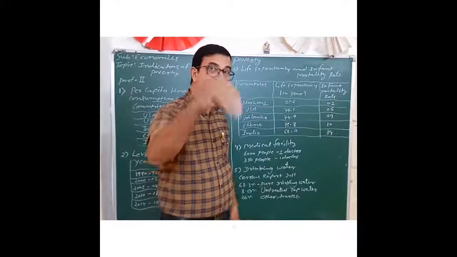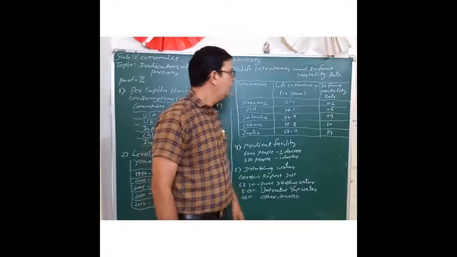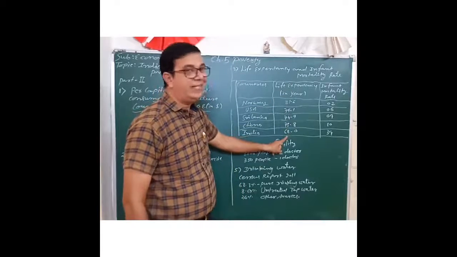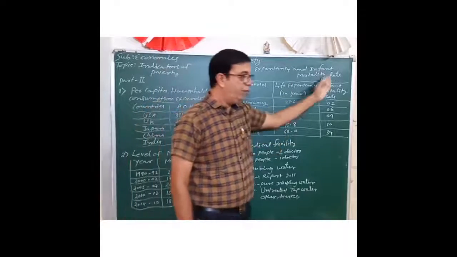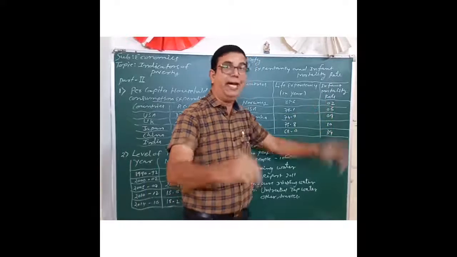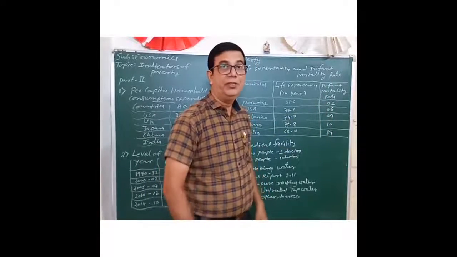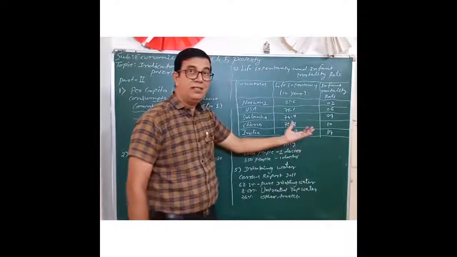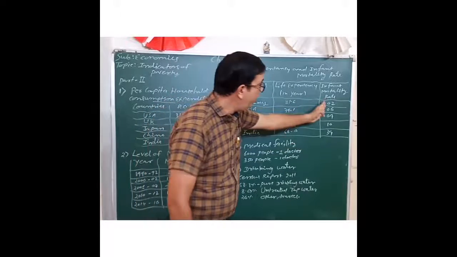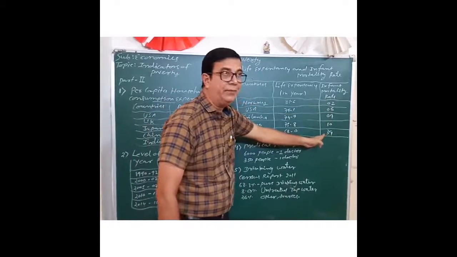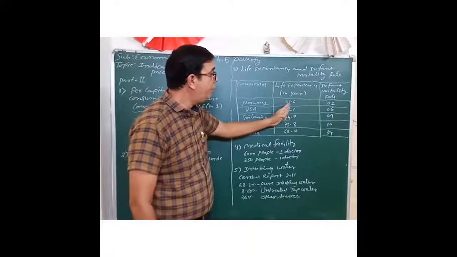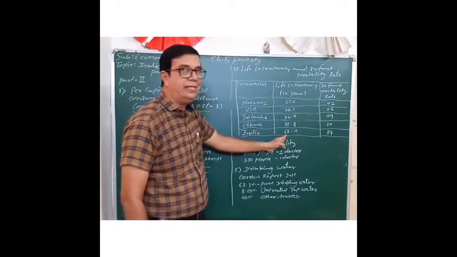Now see in India, life expectancy only 68 years and infant mortality rate 39. See here, 39 means, compare, here is only 2 and here is 39. Here the age 81.6 years and here only 68.